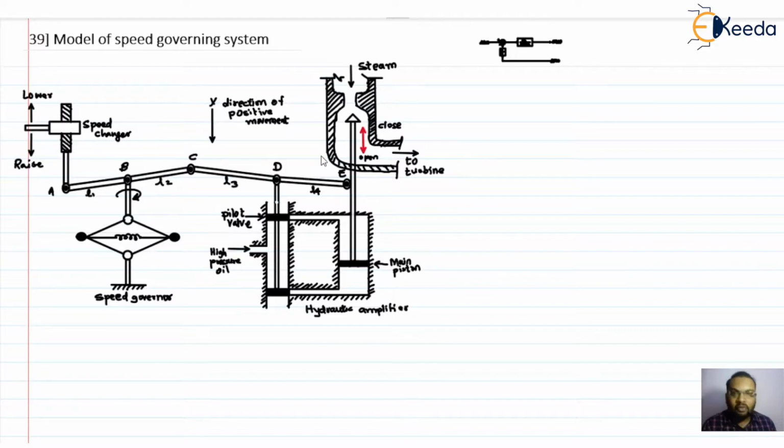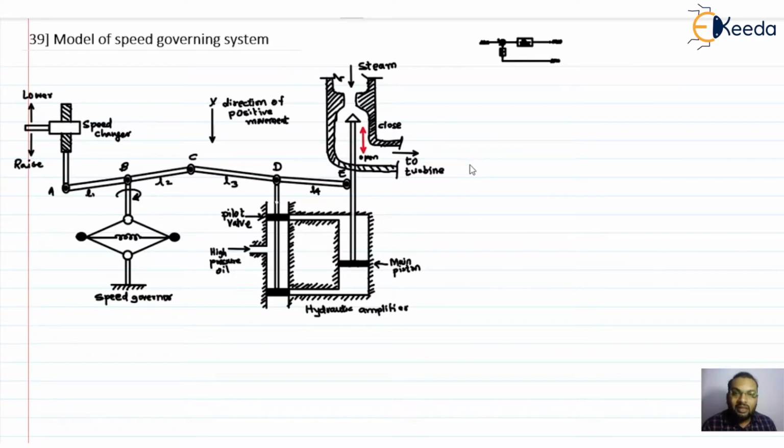Before we proceed, let us consider that the power system is initially operating under steady condition, where these linkage mechanisms are stationary, the pilot valves are closed, and the steam valve setting is opened by some definite value, allowing some definite amount of steam to pass. With that, the speed of the alternator is fixed.